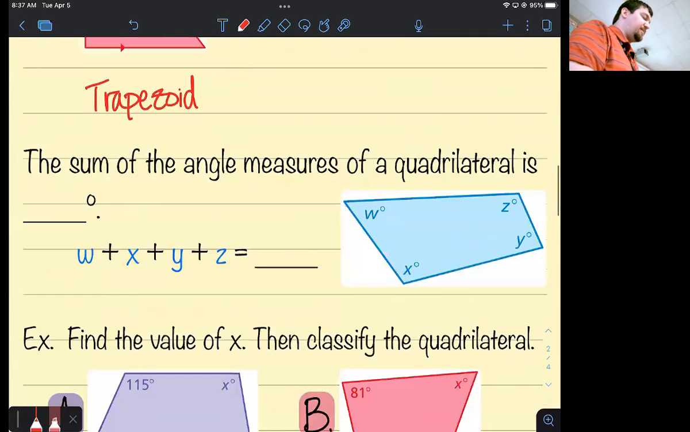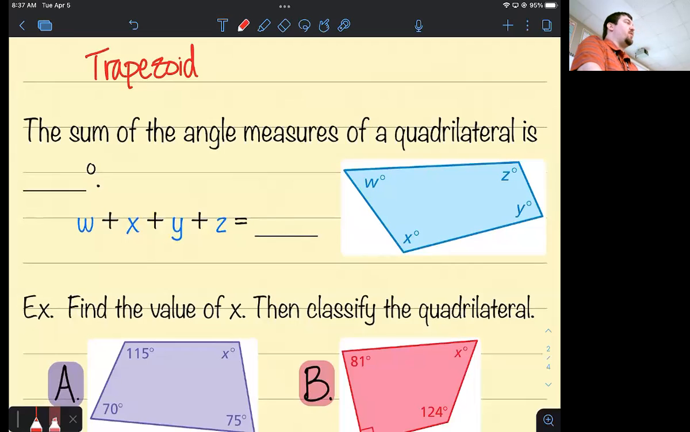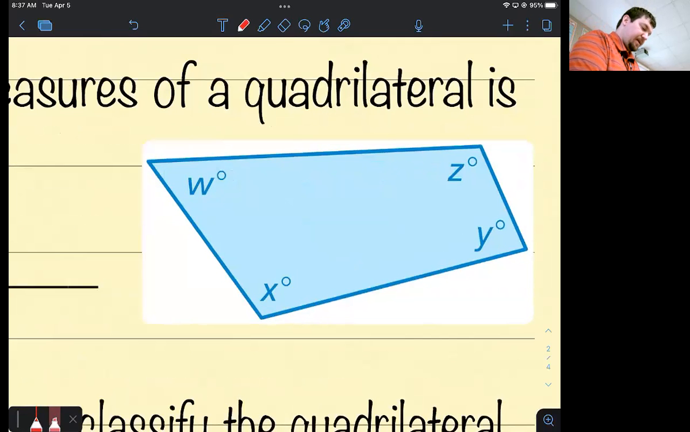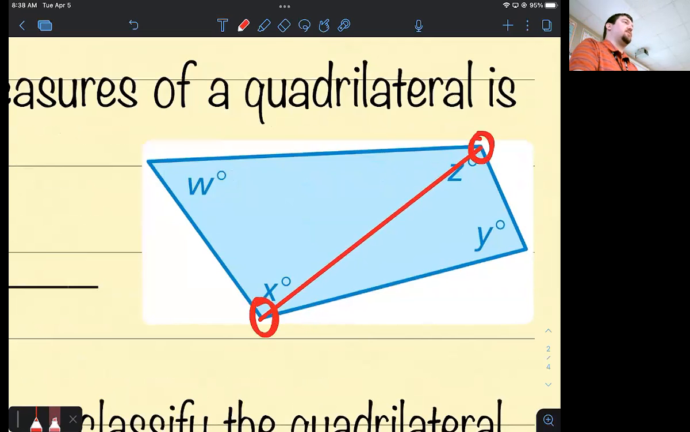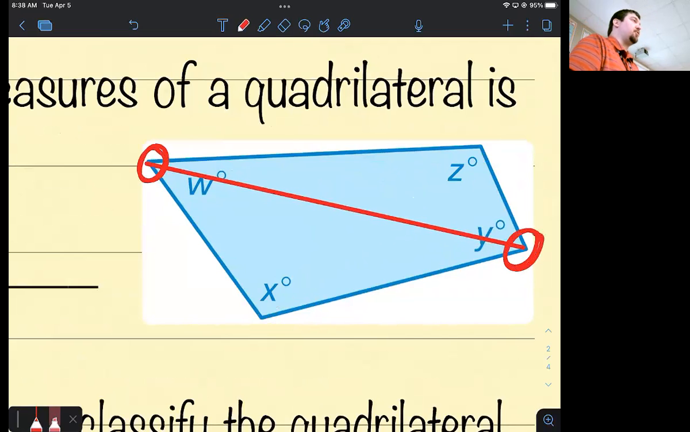Now let's talk about how to find a missing angle measurement. Now you might remember that a triangle has 180 degrees. Well, watch what happens when I take a quadrilateral and connect the 2 non-adjacent vertices like that. How many triangles did I just make? 2. Now, you're not allowed to do that again. You can't cross your lines because that would make 4 triangles, and that's not true. I could have connected these 2. I'm still going to have 2 triangles.